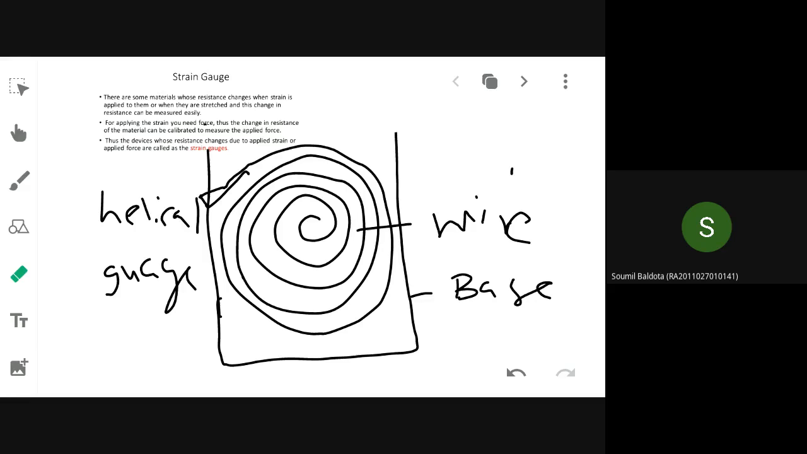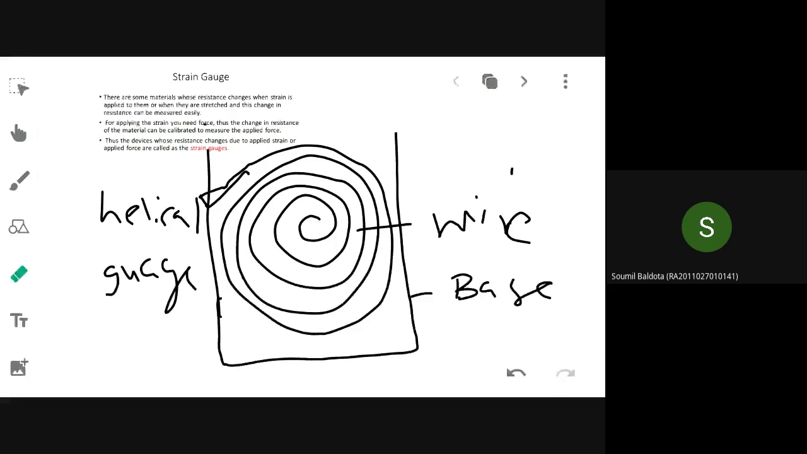So what will it convert? I think I have told you about strain gauge in the lab class. What do you know about, or what have you learned about strain gauge? Strain is force upon area.